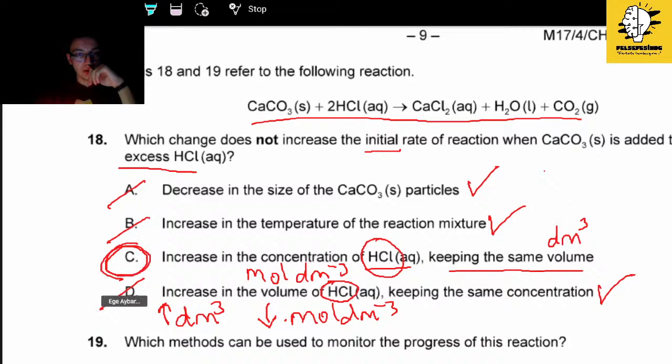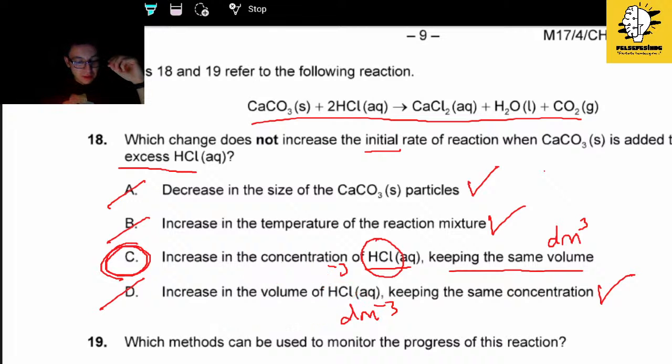Actually, the answer was D. Yeah, I think I made a mistake here. Let me tell you what the thing is. When we increase the concentration by keeping the same volume, this means that there will be more particles per unit volume. So there will be more successful collisions, my mistake. When there are more hydrogen chloride molecules, there will again be a greater probability they collide. Definitely, excess here does not matter.